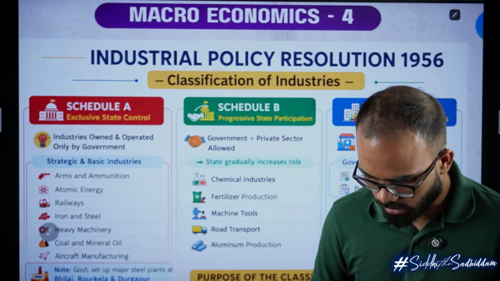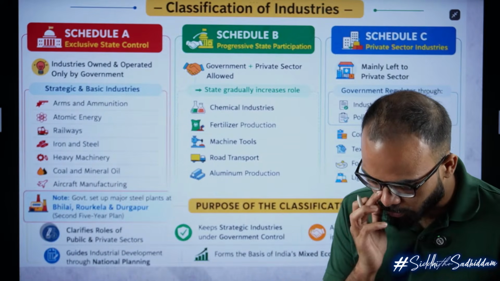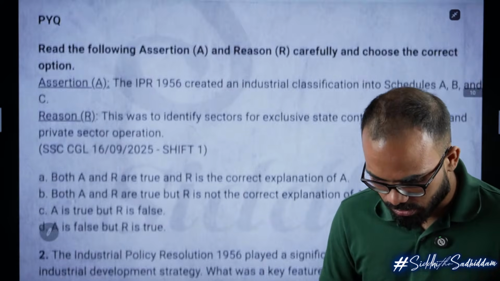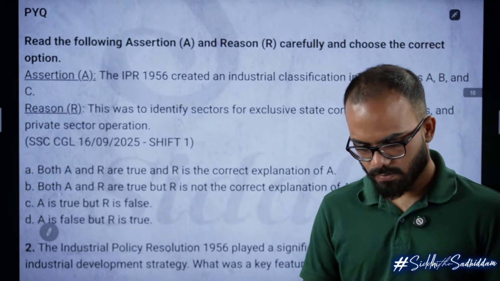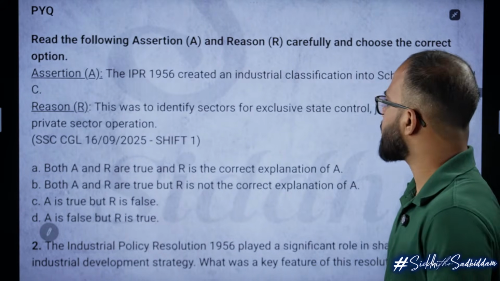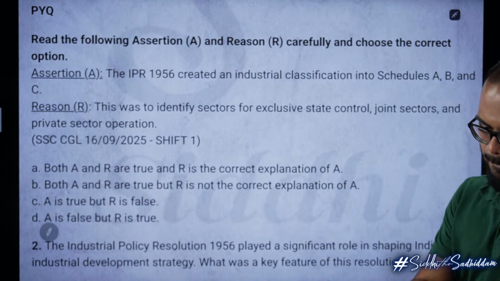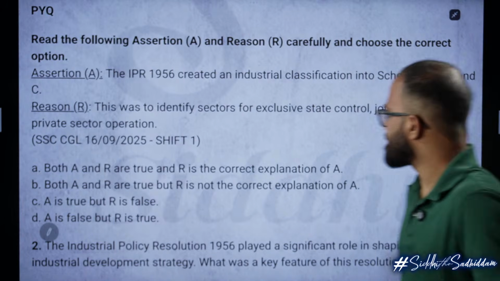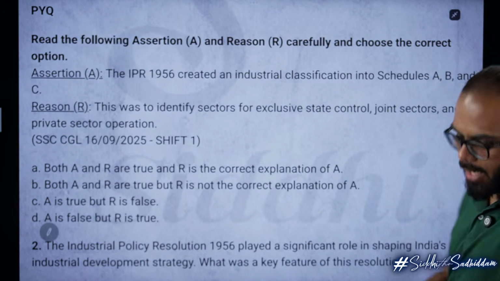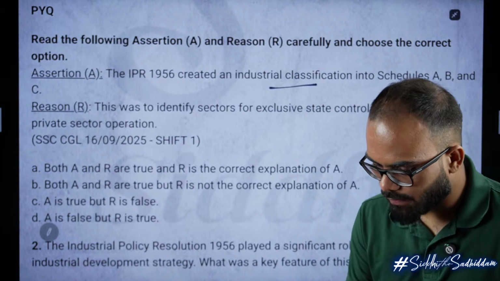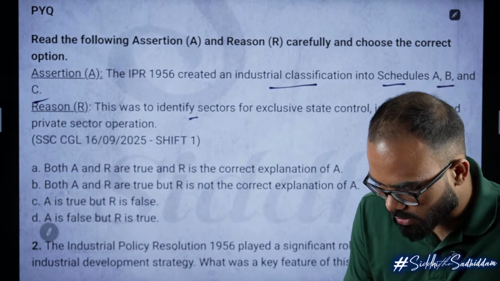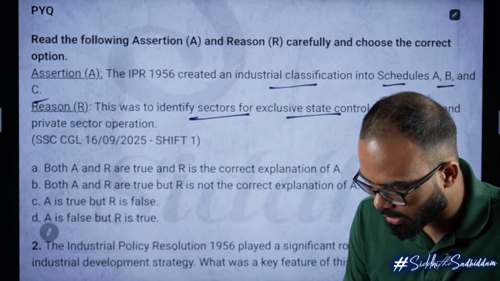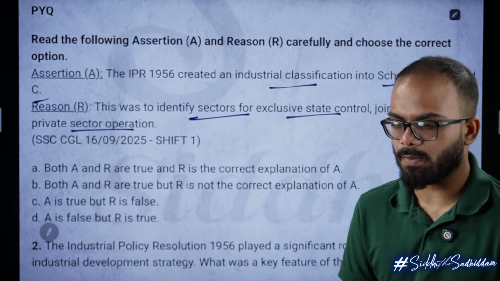Okay. The classification of industries is already completed. We have discussed the classification. Solve this question. Please read this. Solve this PYQ. IPR created industrial classification into A, B and C. The reason? This was to identify sectors for exclusive state control, joint sectors and private sector operation.